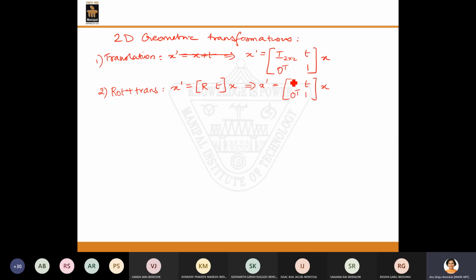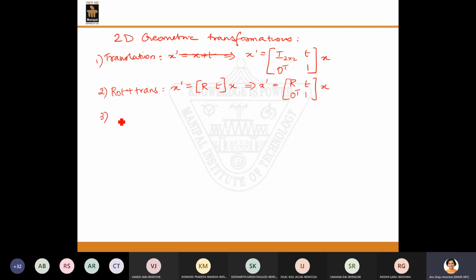Okay, now one thing you have to remember is that the difference is that we are replacing the 2 cross 2 identity matrix with the rotation matrix. And this rotation matrix has some constraints. You cannot take any 2 cross 2 matrix as a rotation matrix. It has to be an orthonormal matrix. So this is something we saw last time.